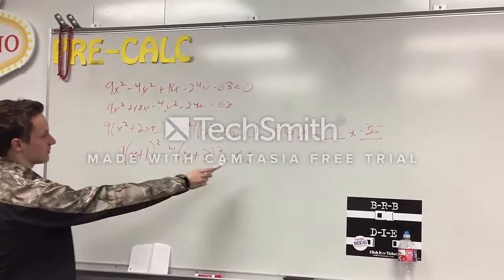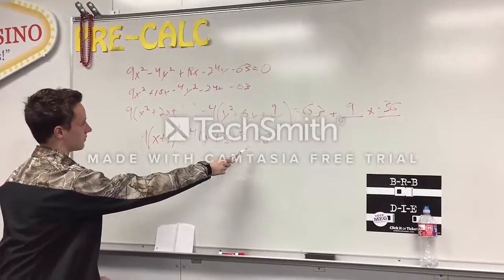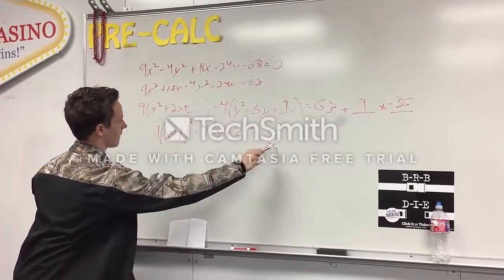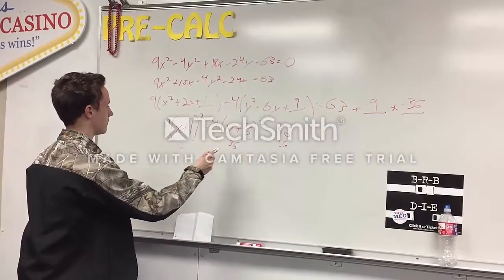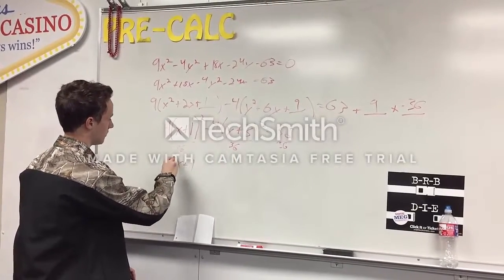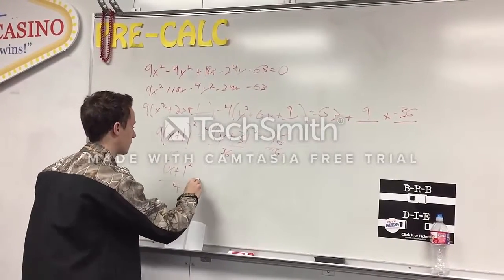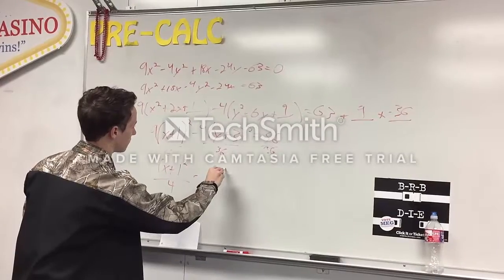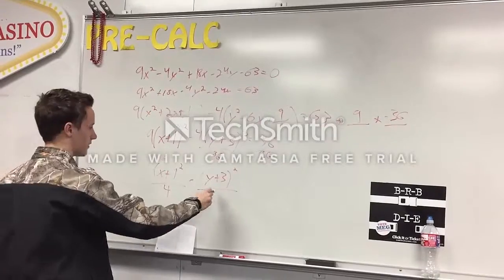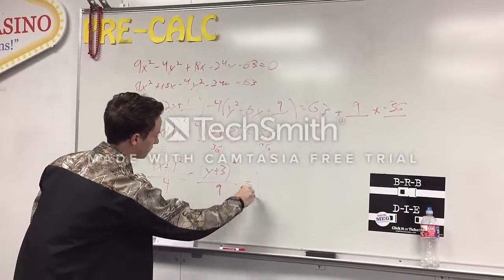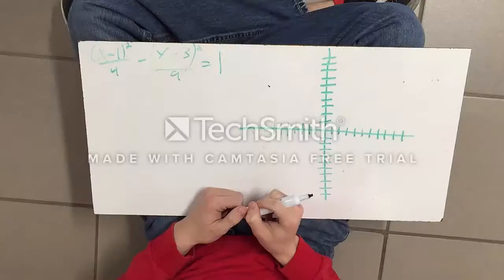And then to get a standard form hyperbola, you have to make this equal to 1. So you divide these sides by 36. So this becomes (x plus 1) squared over 4, since 36 divided by 9 is 4, minus (y plus 3) squared over 9, since 36 divided by 4 is 9. That equals 1. And that is the hyperbola in standard form.